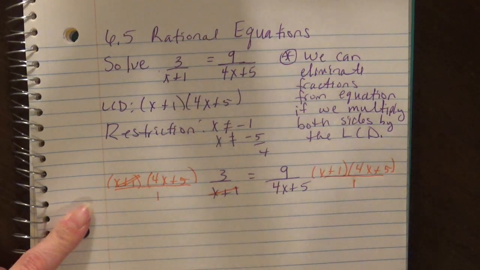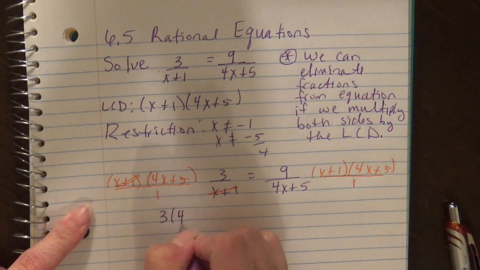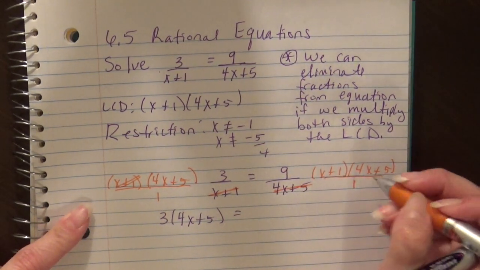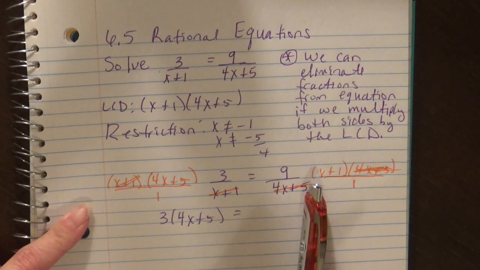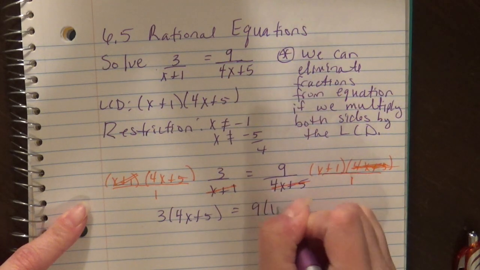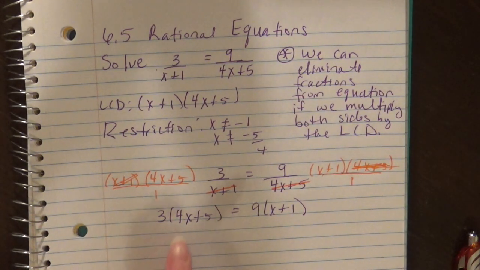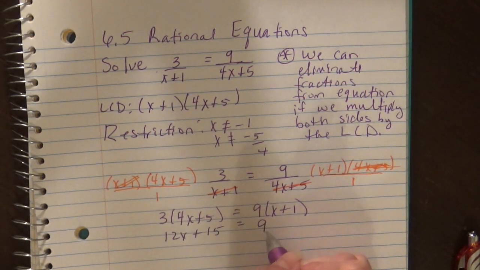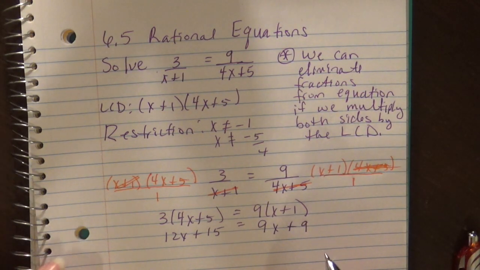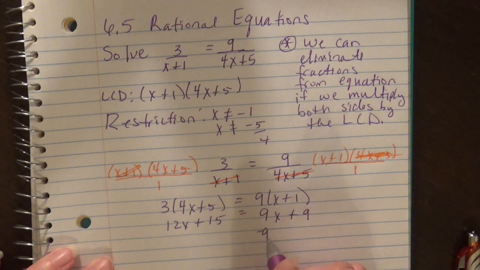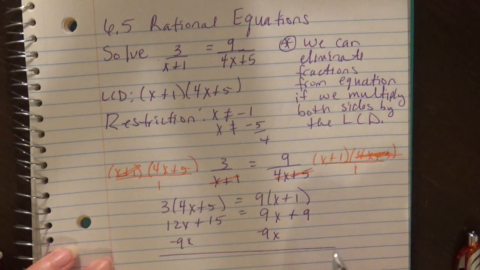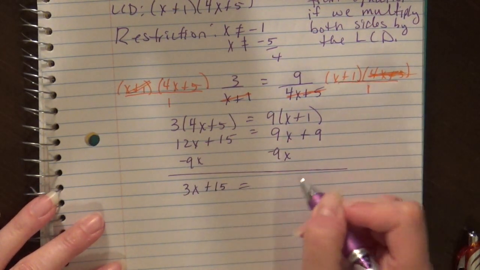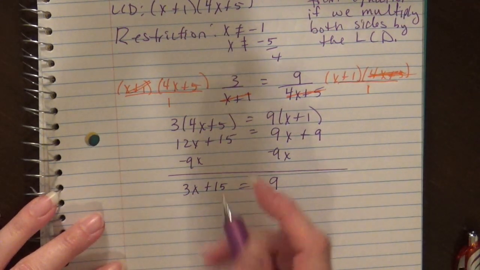So I've got 4x plus 5 times 3 on the left side. On the right side, 4x plus 5 cancels with 4x plus 5, and I'm left with 9 times x plus 1. Okay, distribute, that's going to give me 12x plus 15 equals 9x plus 9. And now if I solve this for x, I can subtract 9x on both sides. I get 3x plus 15 equals 9. I can subtract 15 on both sides.